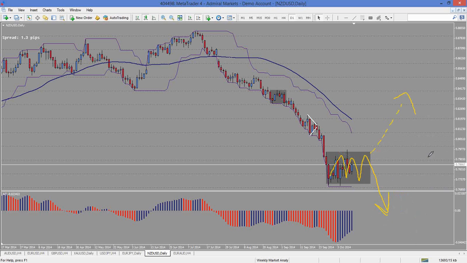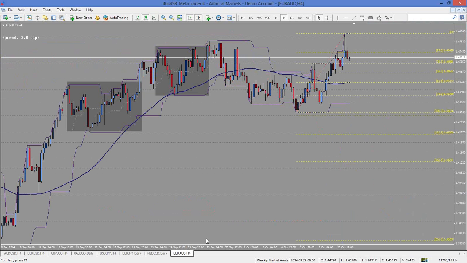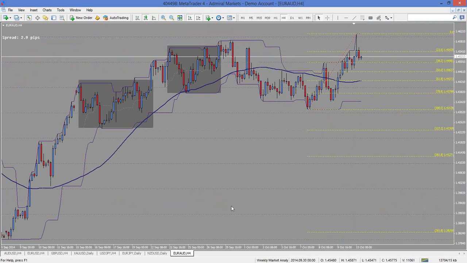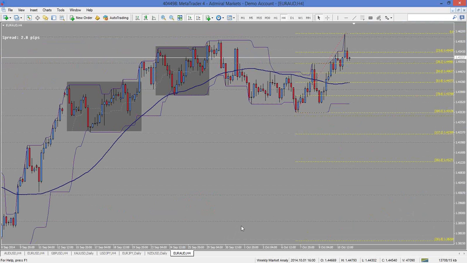Great, thank you guys. All right, so Kiwi dollar, if anything, you can practice a ranging strategy on it. It looks to me like it's going to just mess around in there for a little bit before it makes its move out, up or down. All right, so with that in mind, we'll leave it there and we'll move on to our final pair for this week, the Euro Aussie. And what have I got?